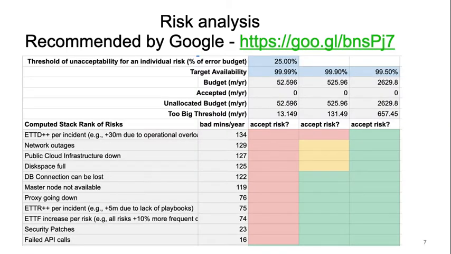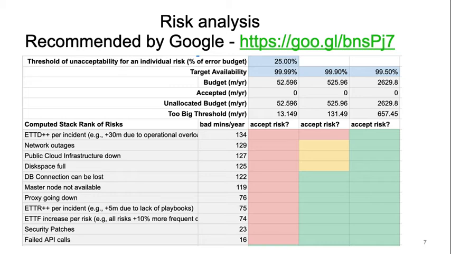Now see the magic: a risk stack rank automatically gets prepared for various values of error budget. I hope you remember the error budget, the time that you can afford to have the risk. In case you need to know more about error budget, please go and watch the video on error budget. It detects everything based on the error budget, target availability.